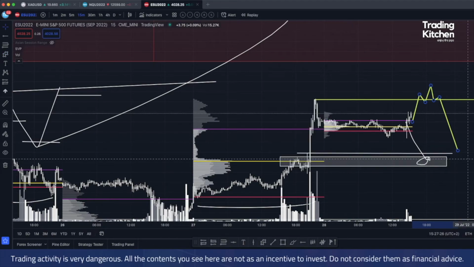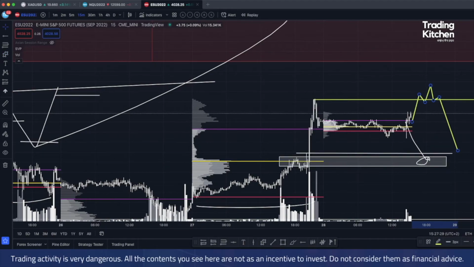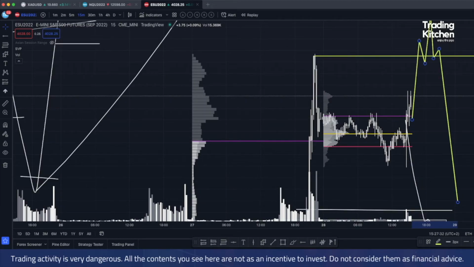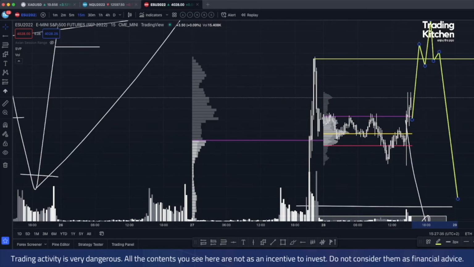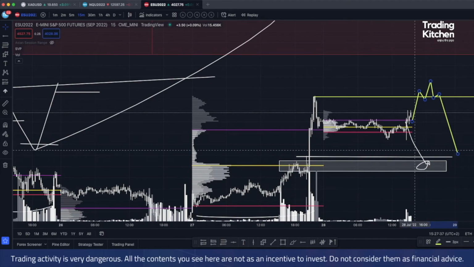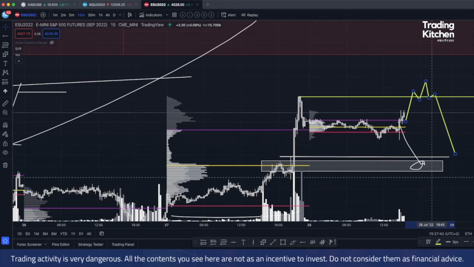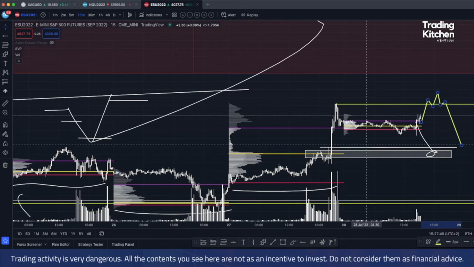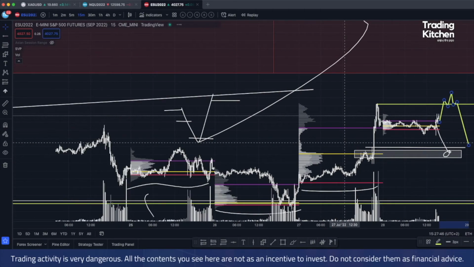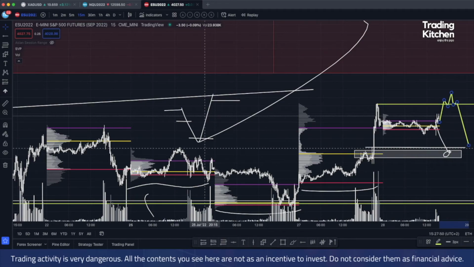I don't need a lot of setups. I'm pretty sure that I'm going to find a setup for my trading, so I'm not afraid to stay away from the market. I just wait for the price to reach the zone, because I know that the main trend is bullish. And how do I know that? Because the session volume profile tells me that.